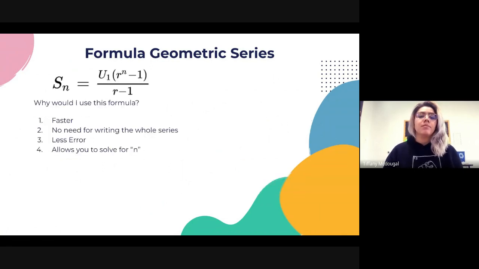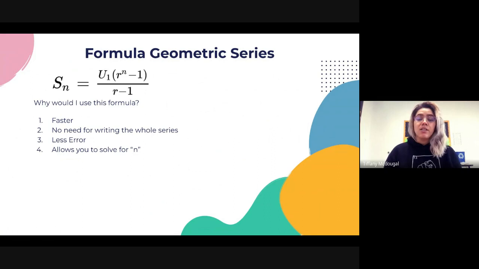All right. So why would we want to use the geometric series formula? Maybe you like finding every single term and adding them together. You think that's easier. Well, I like to use it because it's faster. You don't need to write the entire sequence. Sorry, that should say sequence, not series. No need for writing the entire sequence.